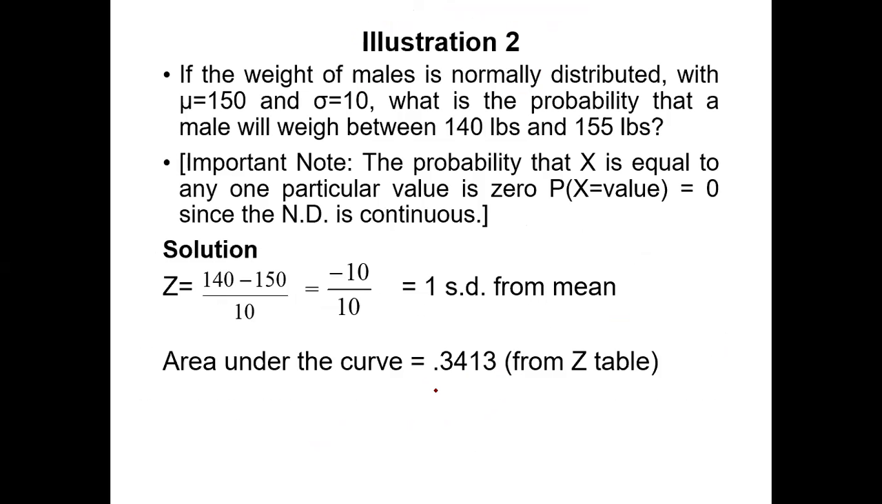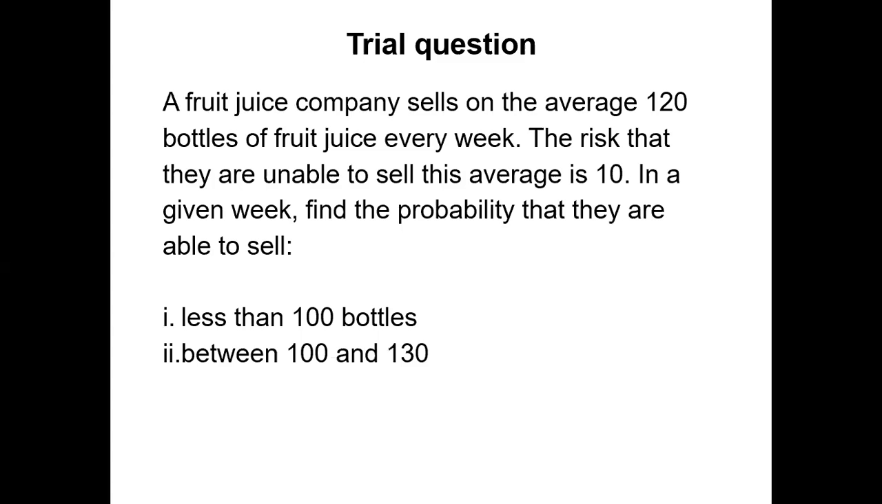So there are more examples from this. Now let's look at the final example here, which will bring us to the end of the section on probability. A fruit juice company sells on average 120 bottles of fruit juice every week. The rate that they are unable to sell this is 10. So the mean is 120. The risk or the standard deviation is 10. In a given week, find the probability that they are able to sell less than 100 bottles.